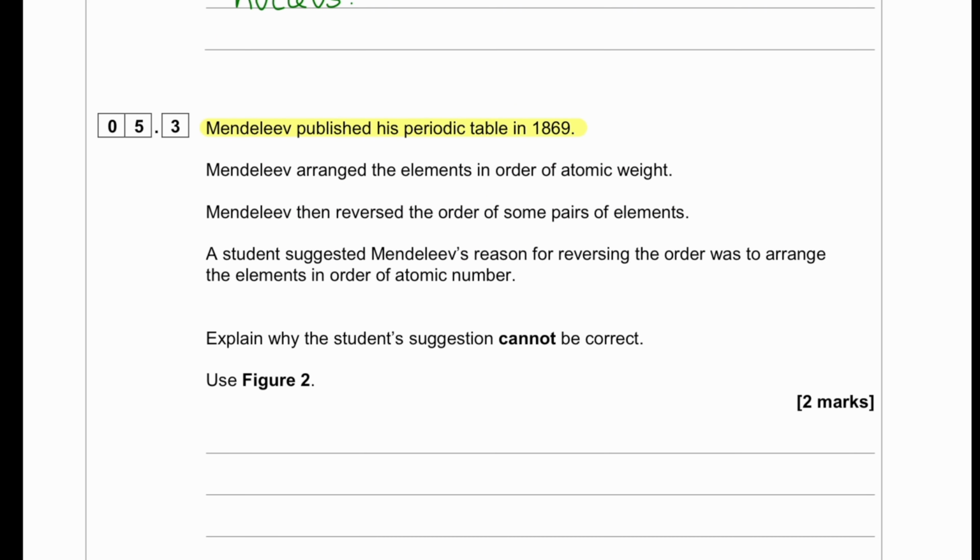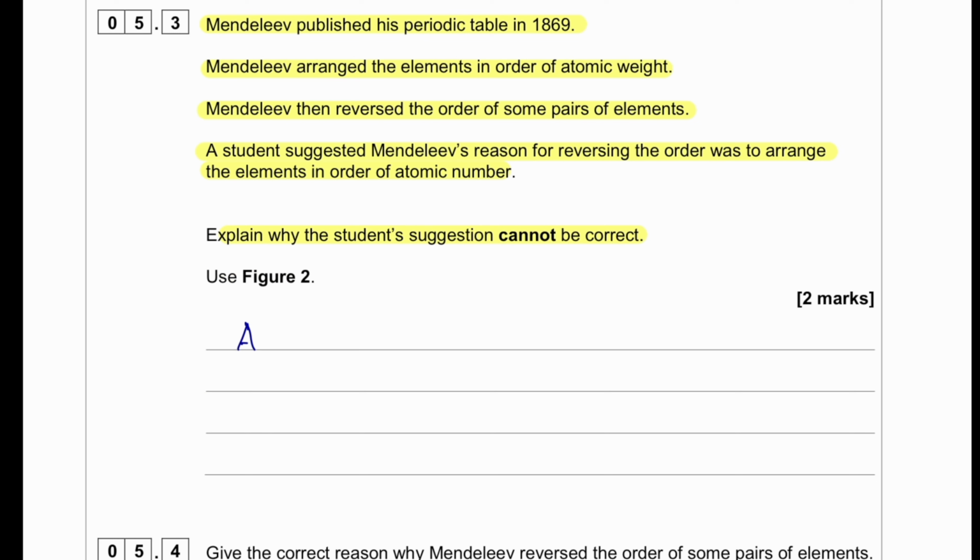Mendeleev published his periodic table in 1869. Mendeleev arranged the elements in order of atomic weight. Mendeleev then reversed the order of some pairs of elements. A student suggested Mendeleev's reason for reversing the order was to arrange the elements in order of atomic number. Explain why the student's suggestion cannot be correct. So, atomic number is the number of protons, and protons were not discovered until later years.